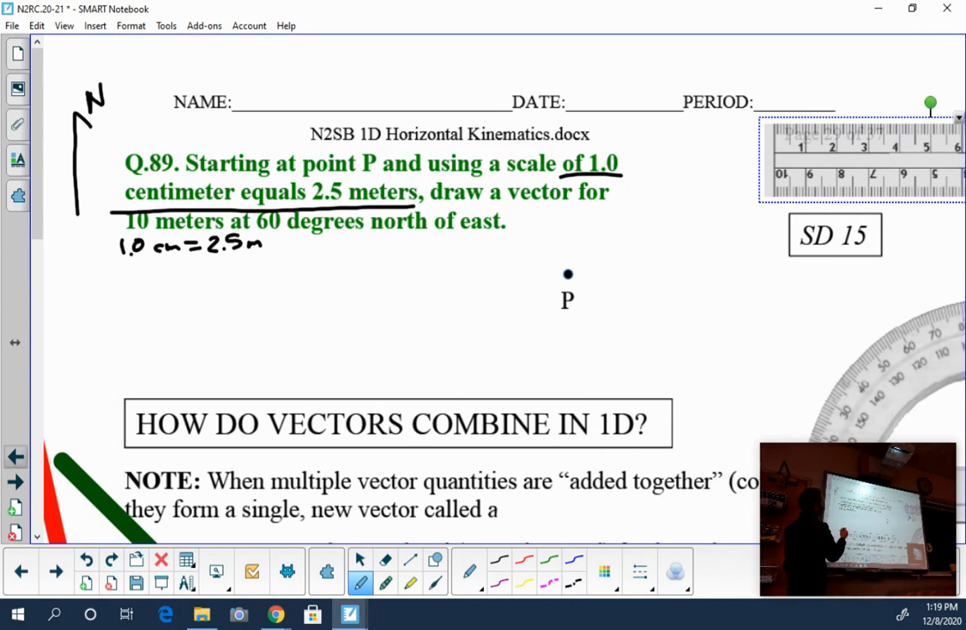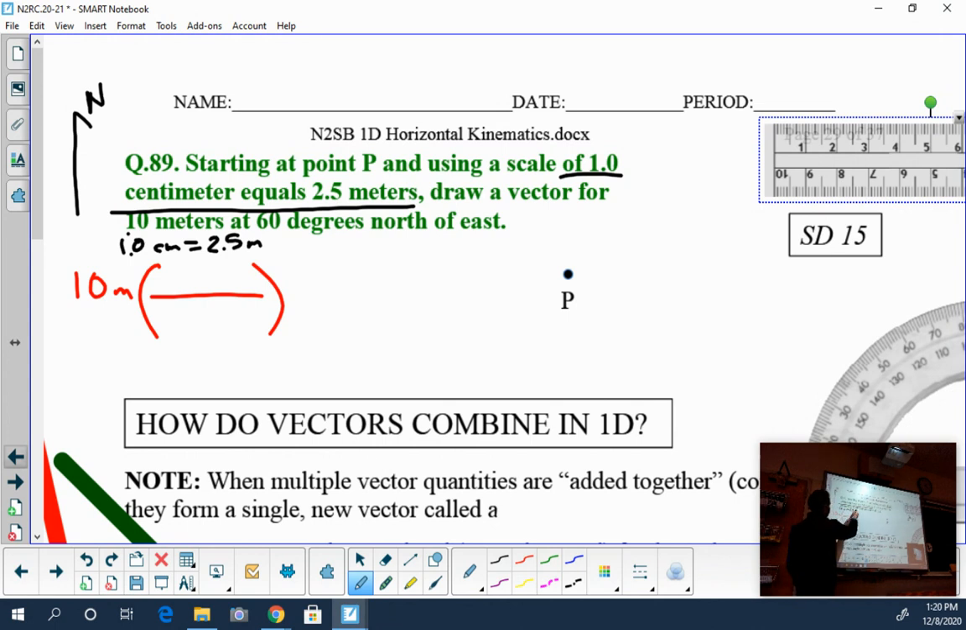Okay, so let's go with this. 10 meters. Let's get our 10 meters in order. We want to convert this into a scaled distance. You can't draw 10 meters on your piece of paper. Even my big paper here on the board is nowhere near 10 meters. So we got to get this into a scaled size so we can actually draw it on the paper.